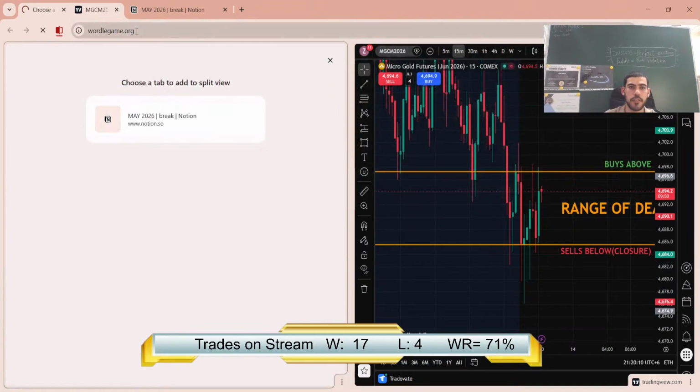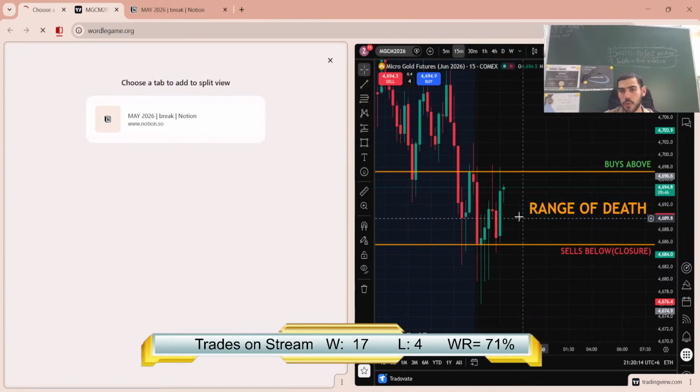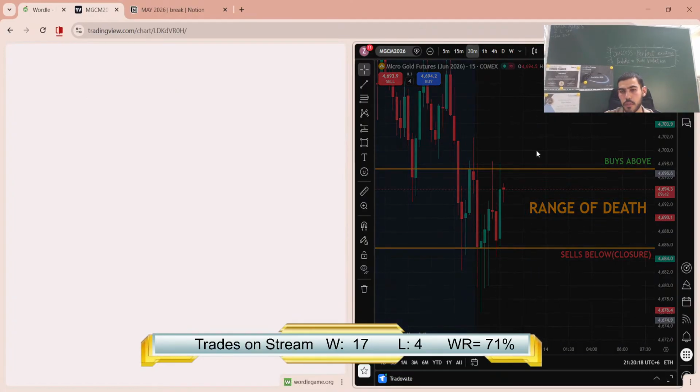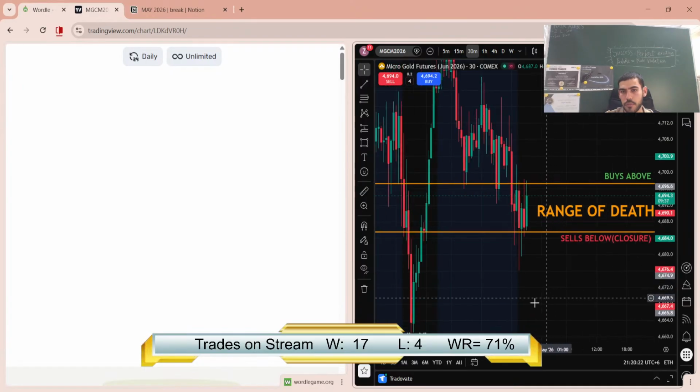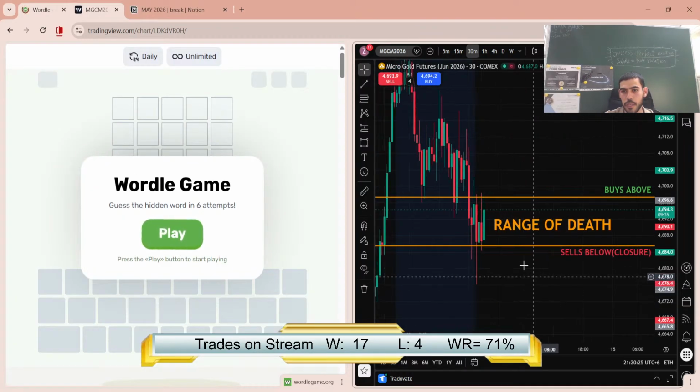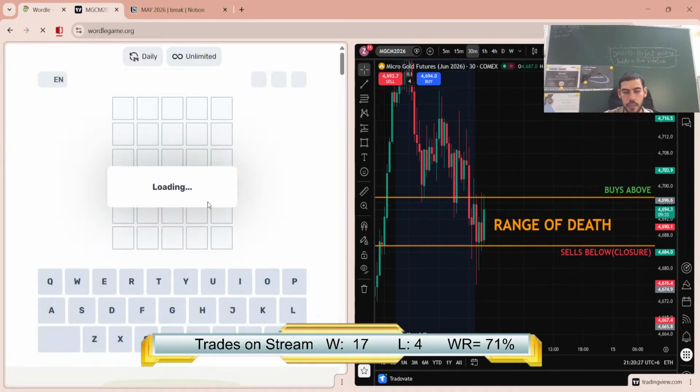Let's check what's the word of the day. I'm going to play one round while I'm waiting for this candle closure above. If this 30-minute can close above, this is looking very good to take the trade, and if not, probably gonna call it soon. But for now, I'm just waiting for this candle to close above.